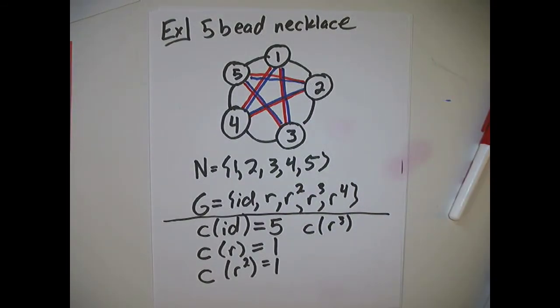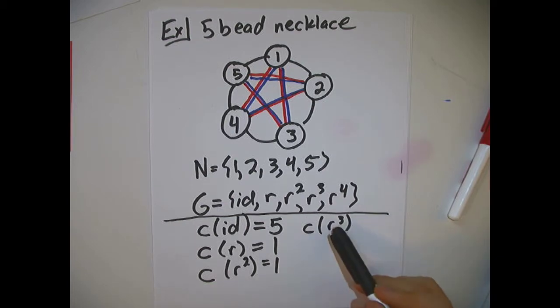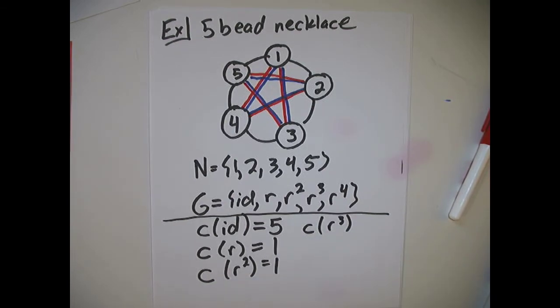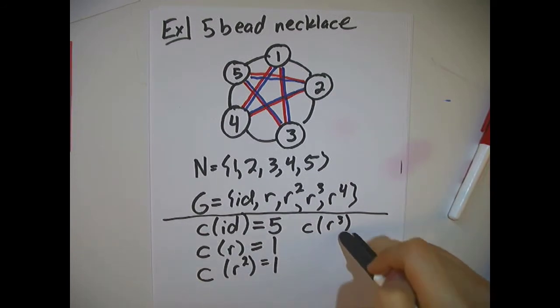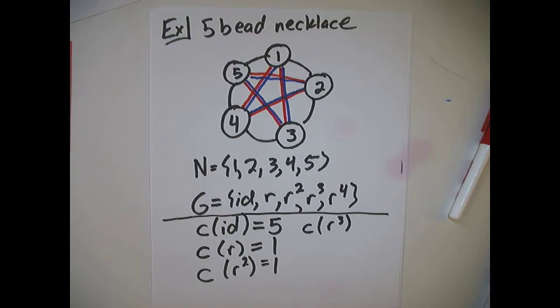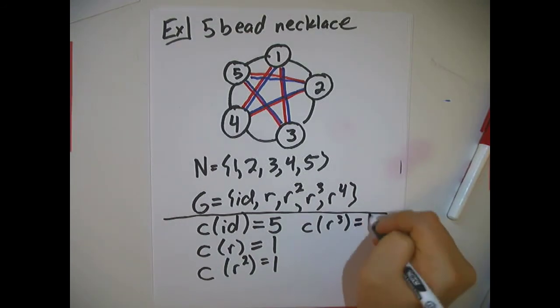Okay. And the reason for that actually isn't too hard to understand. What really happened here is that R cubed and R squared, they're inverses. They undo each other. So R cubed is just R squared backwards, if you want. Okay, so this is 1.